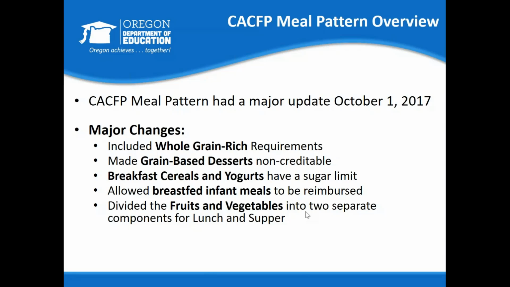First, as a reminder for those long timers on the program, it's probably a good time to take a minute and think about the changes in the last few years in CACFP. We had a major meal pattern overhaul in 2017, and some of these changes included adding a whole grain rich requirement, making grain-based desserts non-creditable, adding a sugar limit to breakfast cereals and yogurt, and allowing infant meals to be reimbursed when the infants are breastfed by their mothers. Finally, we also divided the fruits and vegetables into two separate components for the lunch and supper meals.